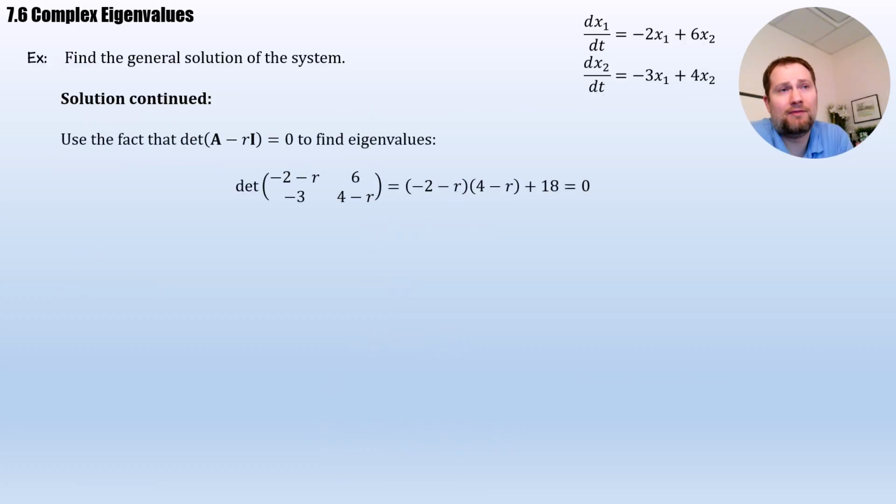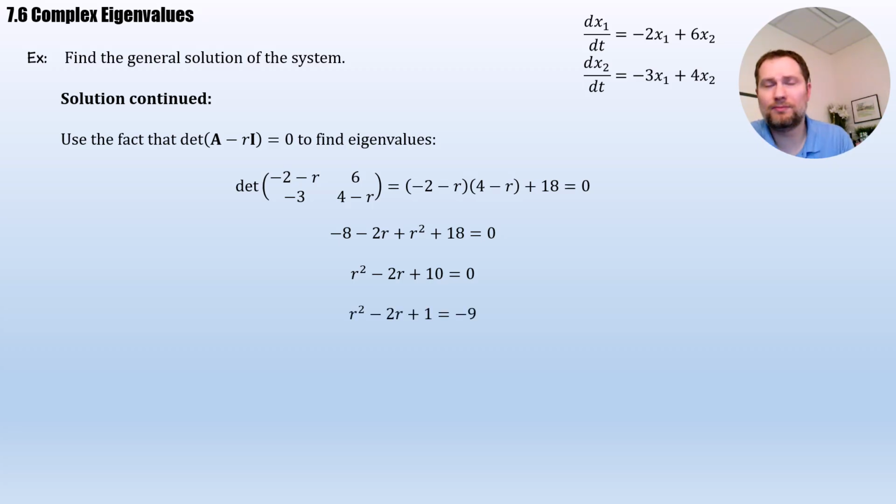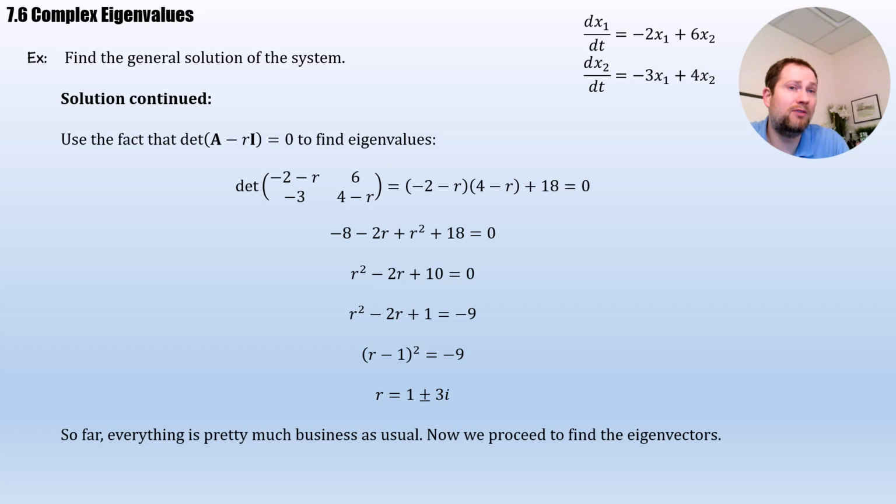So we have this determinant. We're going to set it equal to 0. We get a quadratic characteristic equation again. Let's clean it up a little bit. I'm going to solve this by completing the square, just because it seems like it will yield nicely to that technique. And so I'm getting, for my two eigenvalues, 1 plus or minus 3i. And now we proceed to find the eigenvectors. Even though there's an i involved, it's not really a curveball for us yet.